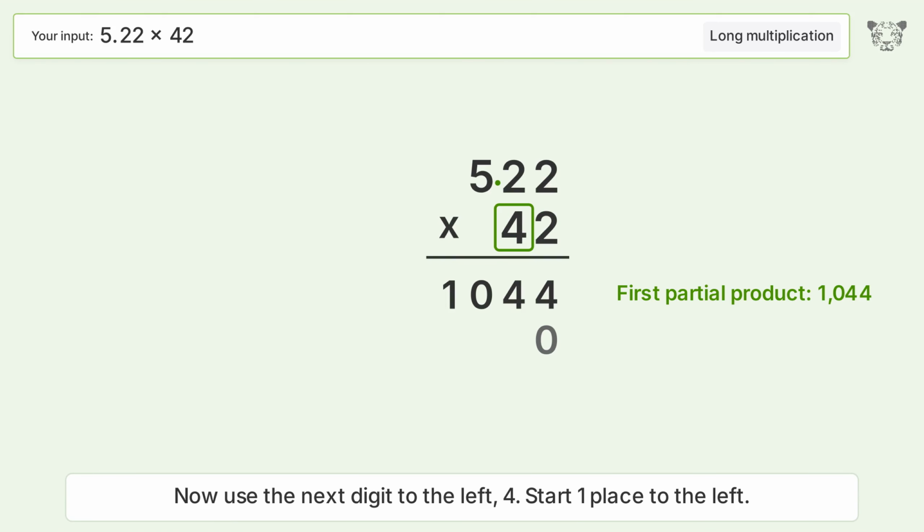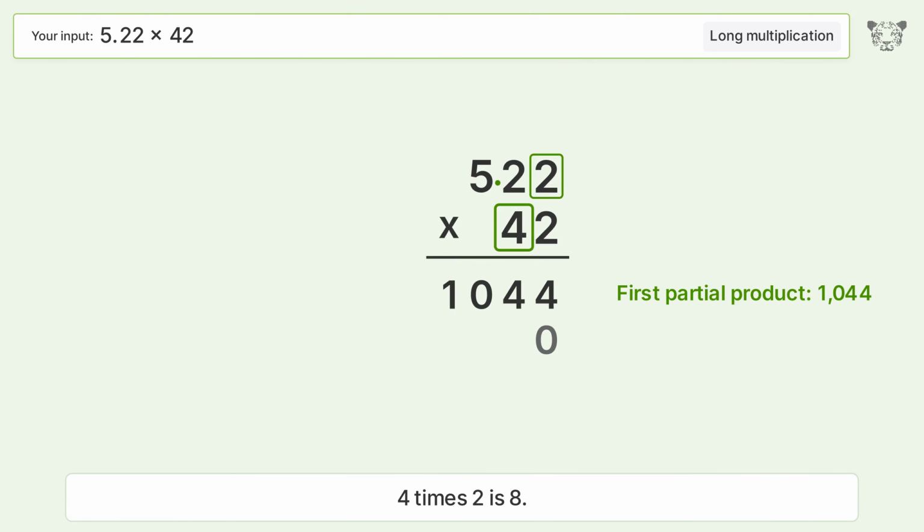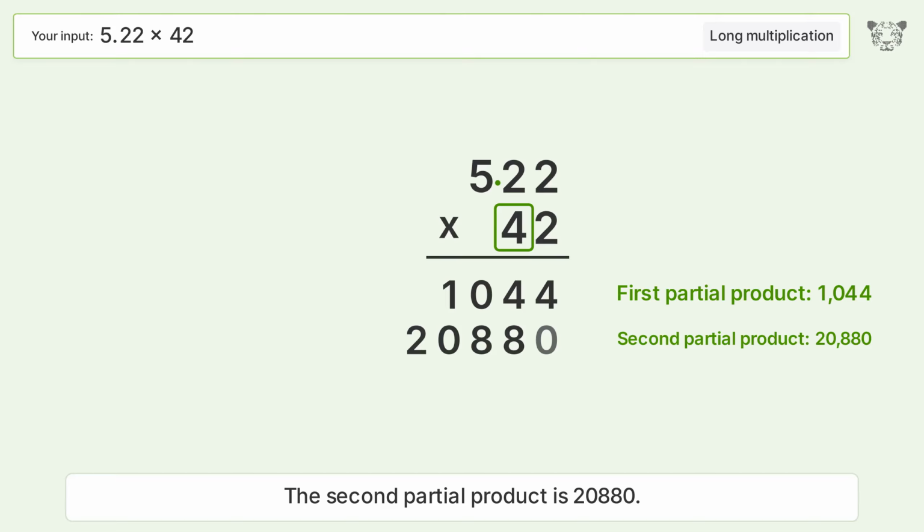Now use the next digit to the left, 4. Start one place to the left. 4 times 2 is 8. 4 times 2 is 8. 4 times 5 is 20. The second partial product is 20,880.